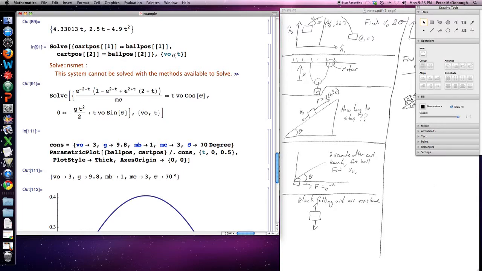Perhaps instead of solving with respect to t, I'll solve with respect to theta.